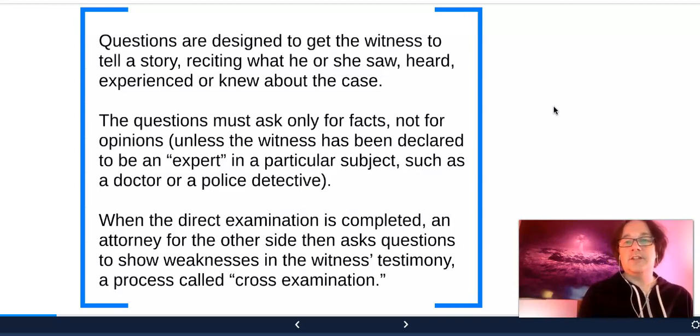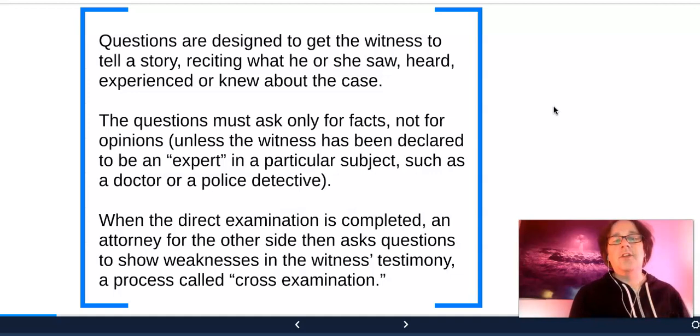So the questions are designed to get the witness to tell a story, reciting what he or she saw, or what they heard, what they experienced, or what they knew about the case. So the questions must only ask for facts, not for opinions, unless you're questioning an expert witness. Expert witnesses can give opinions, but general witnesses, no, you can only ask them about particular facts.